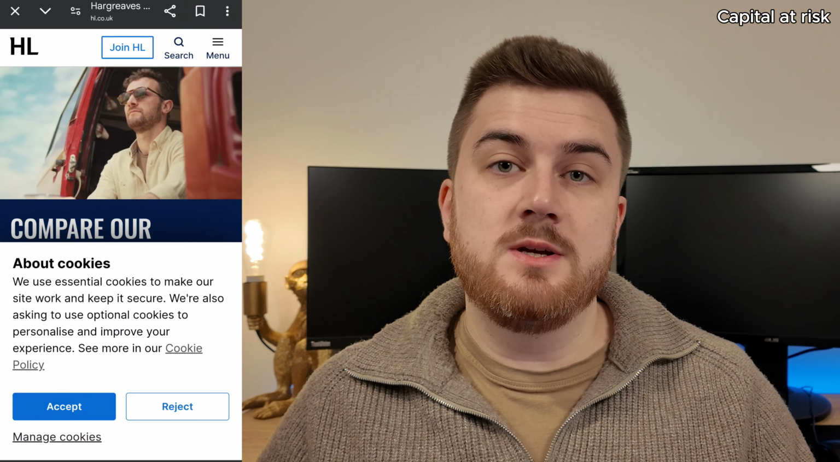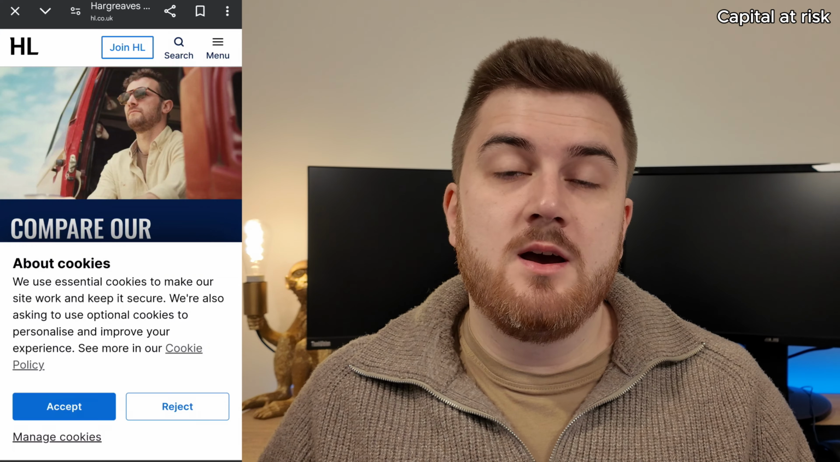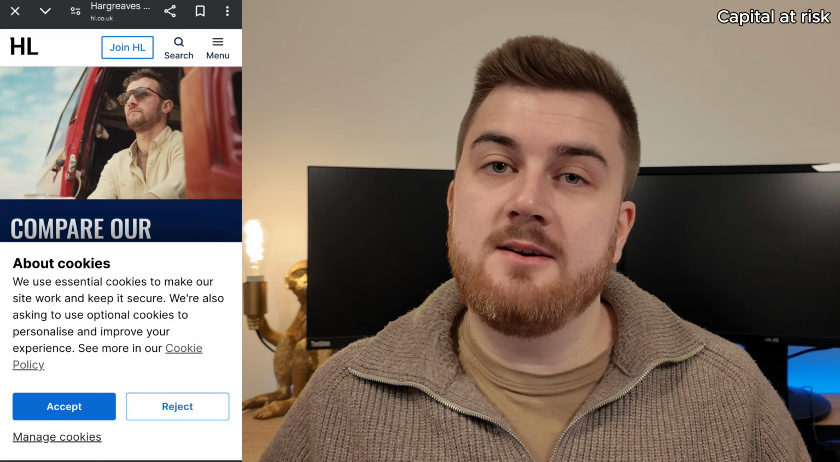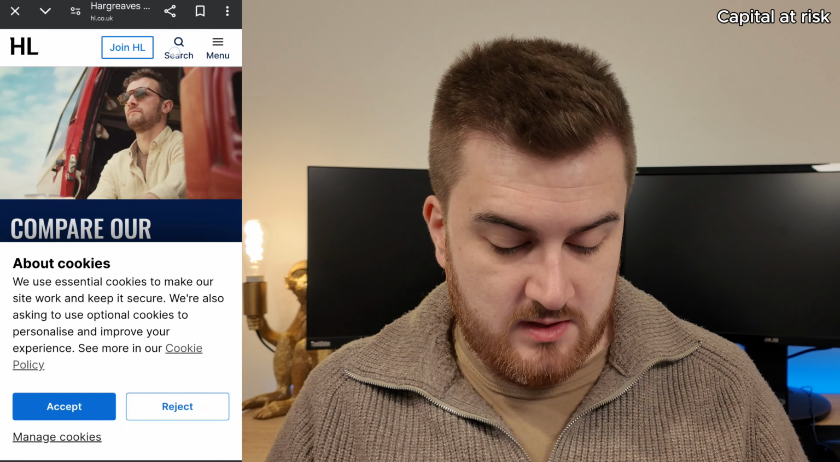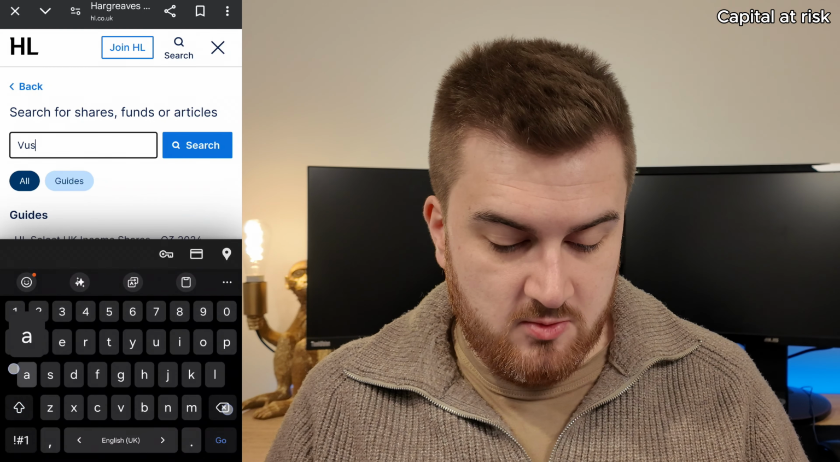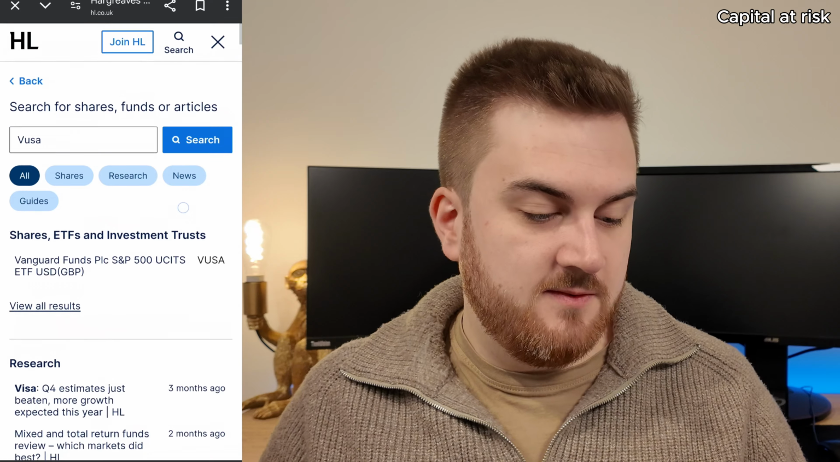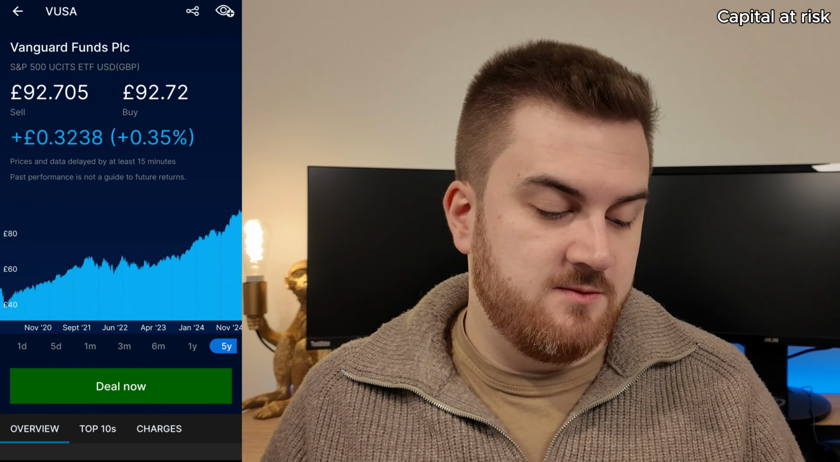Okay, and the next website we're going to look at is Hargreaves Lansdown. So this is another investment platform, but I don't actually use Hargreaves Lansdown to invest at the moment. What I do use it for is researching, because it does have some quite useful tools and data available. So again, if we search for the Vanguard S&P 500, we'll be able to find that here. Just need to accept the cookies. There we are, Vanguard S&P 500. I've got the app installed, so it's taken me to the app, but the website is very similar.